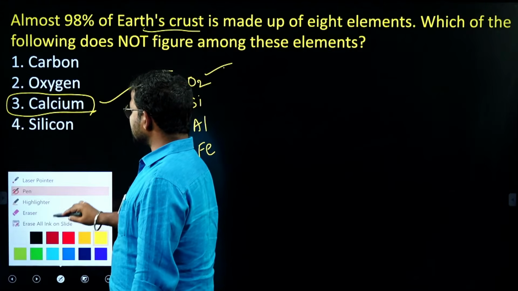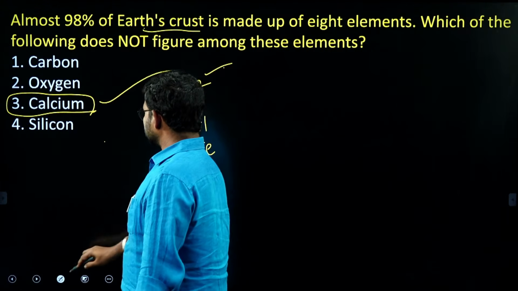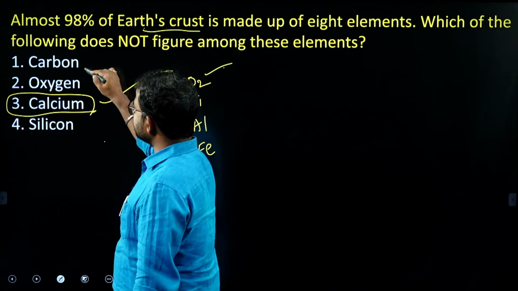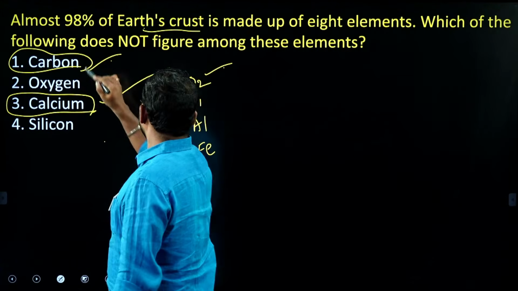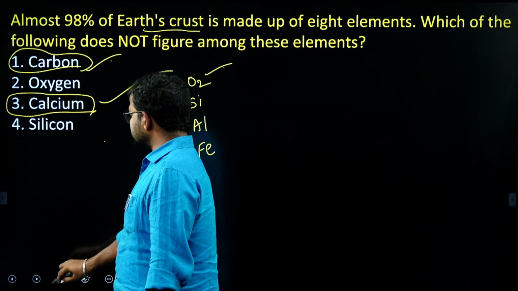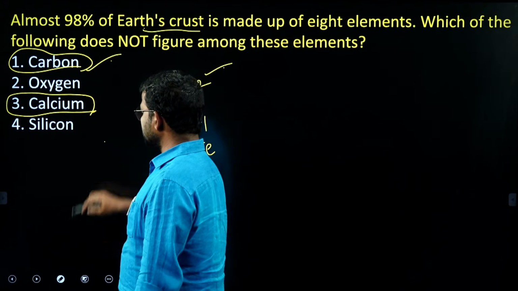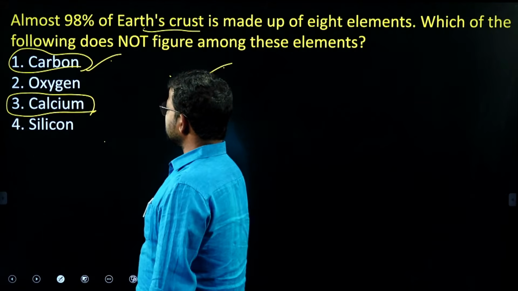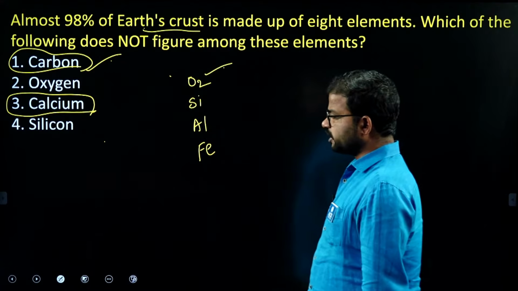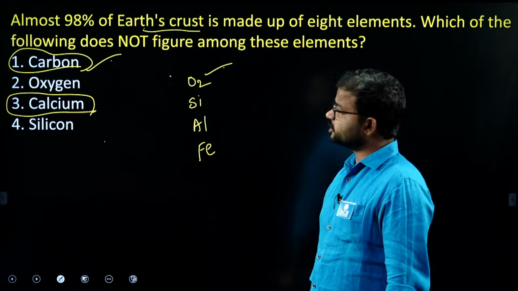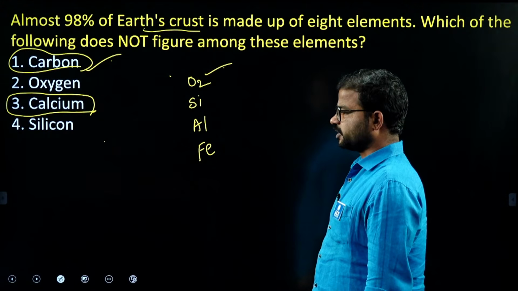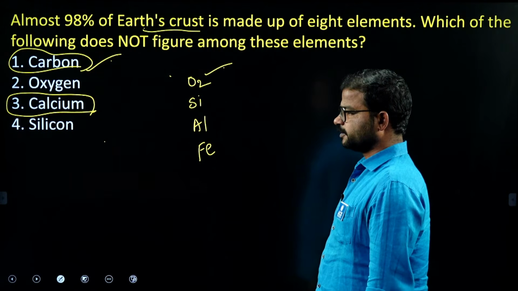So compared with calcium, here the correct answer is option 1 only. Option 1. So not the calcium. Why? Because calcium also exists. In the earth's crust, guys, we have very little carbon derivatives. That's why option A is the correct one.